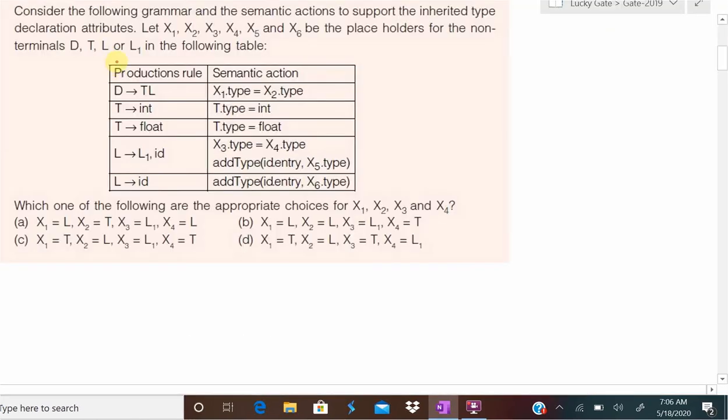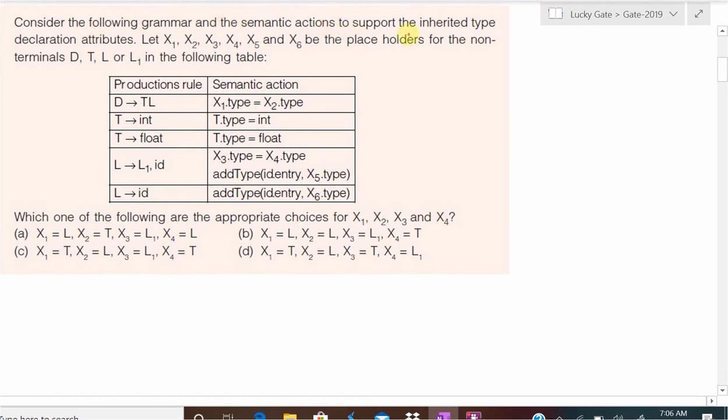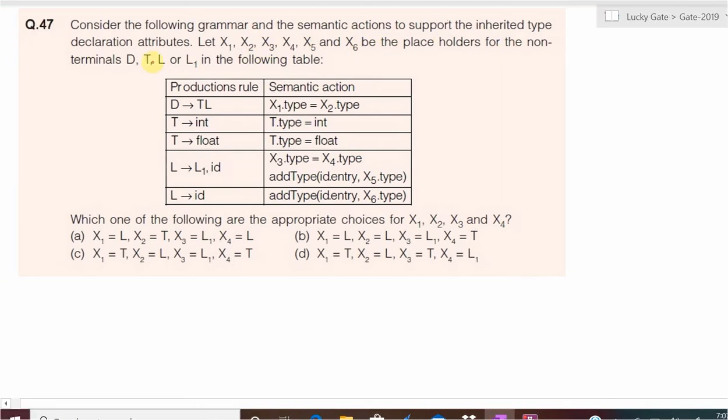Here is a question on compiler design. It is asked in GATE 2019 for 2 marks. Now understand the question. Consider the following grammar and the semantic actions to support the inherited type declaration. Attributes x1, x2, x3, up to x5, x6 be the placeholders for the non-terminals D, T, L or L1 in the following table, and these are the production rules given and the corresponding semantic actions also mentioned.